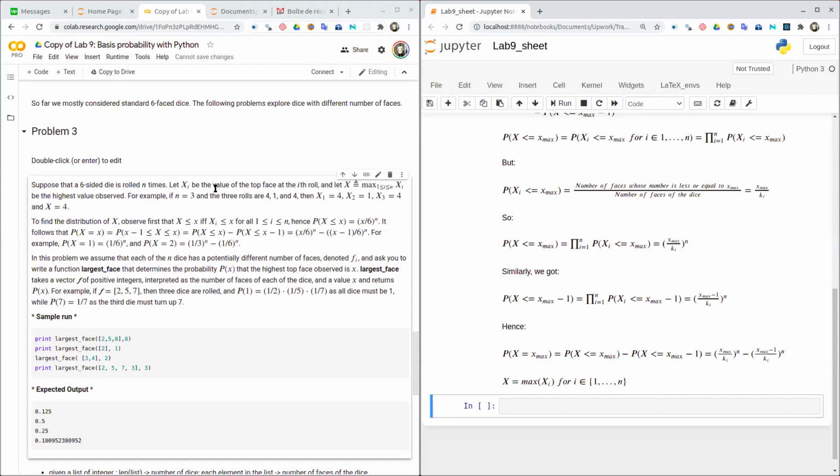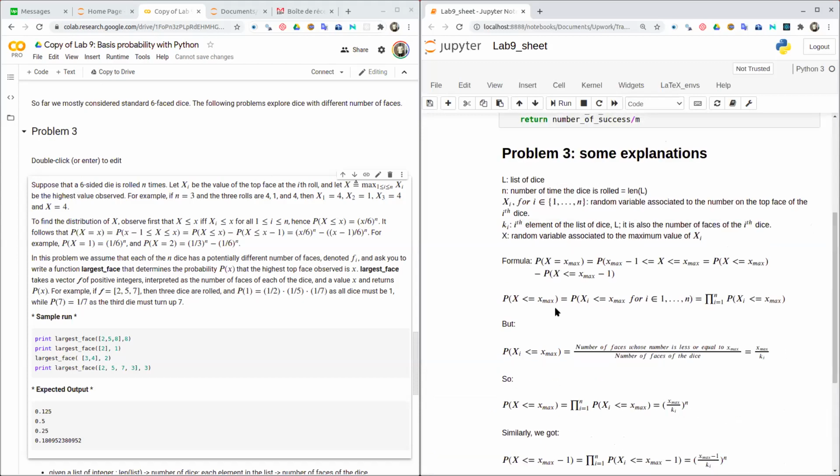So to compute this probability, let's write here. To compute this probability that x is less or equal than x max, it means that xe is less or equal than x max for every e in the range. But I thought in the below, we just say that x is equal to x max.